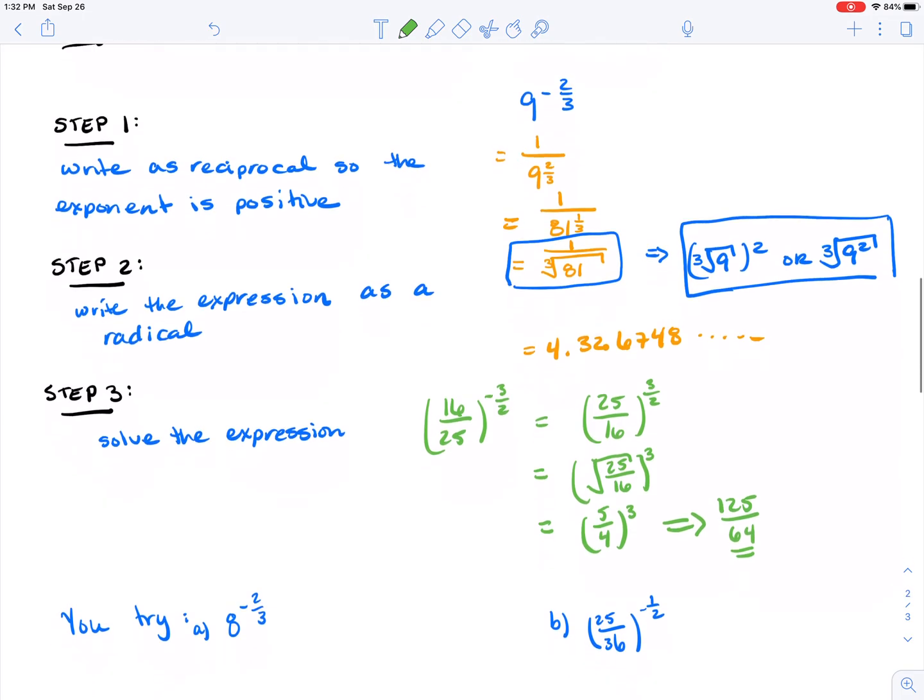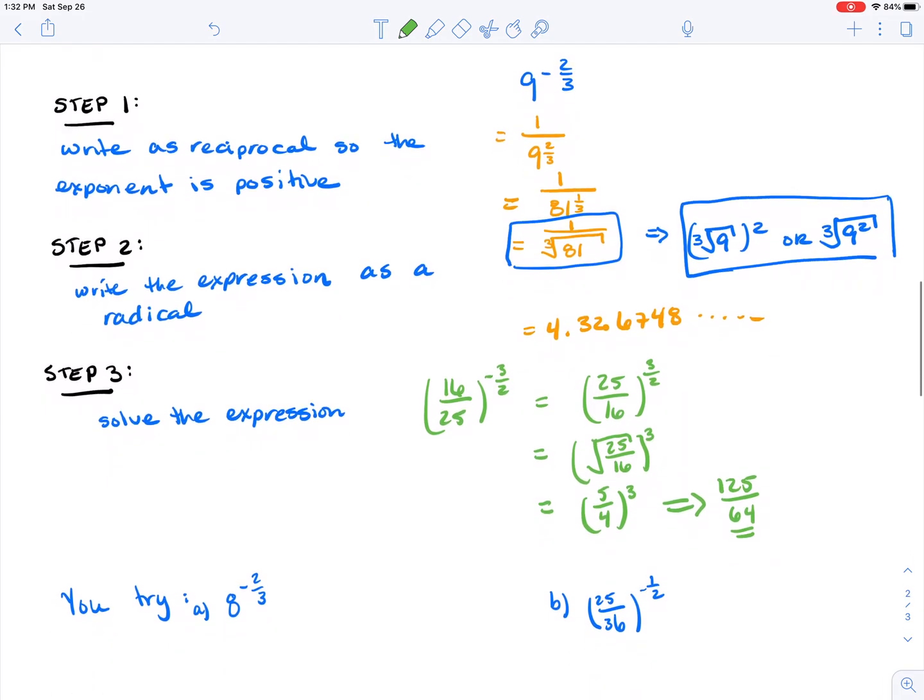So let's have you try. I have A, 8 to the negative 2/3, and then B, 25 over 36 to the 1/2. Pause the video and come back for the answer.